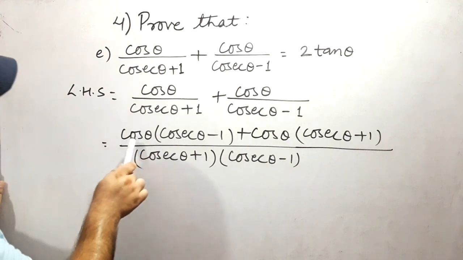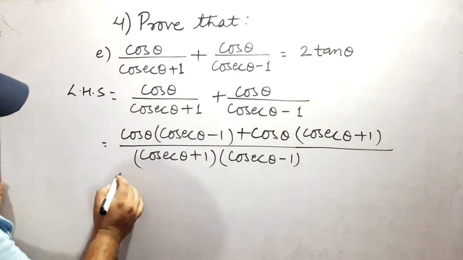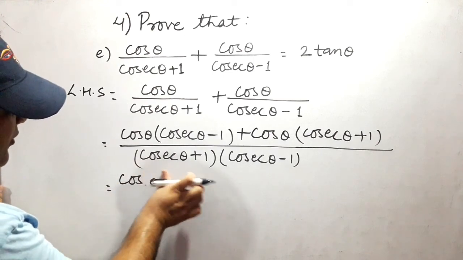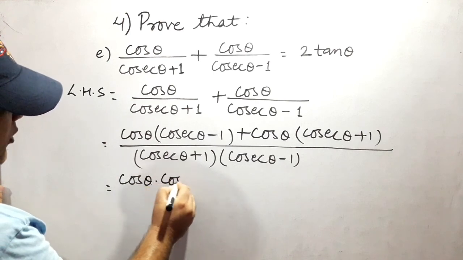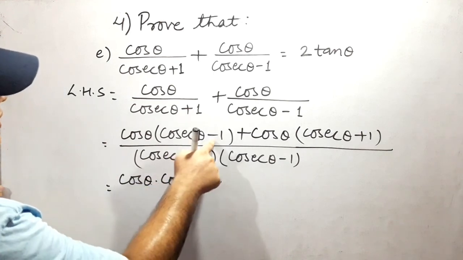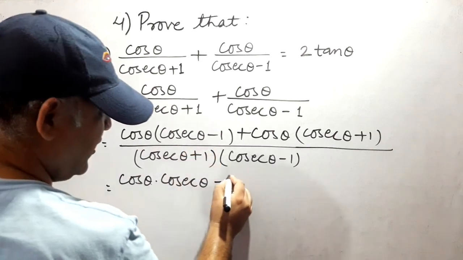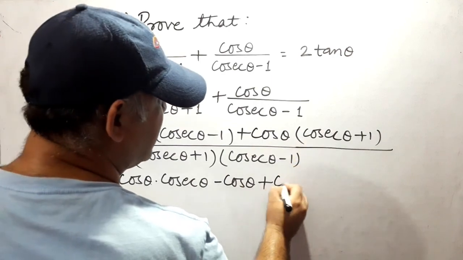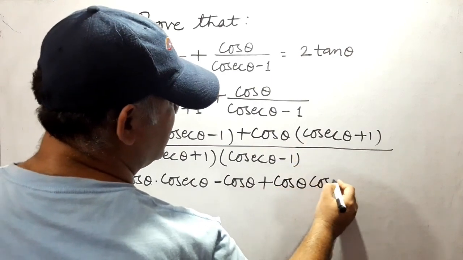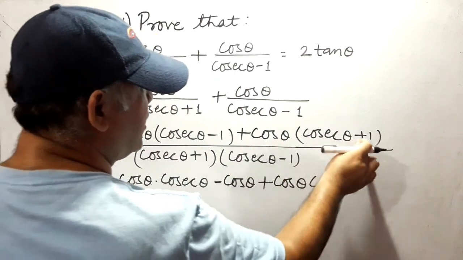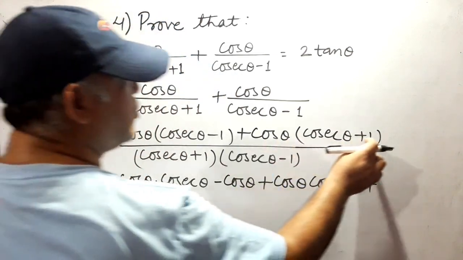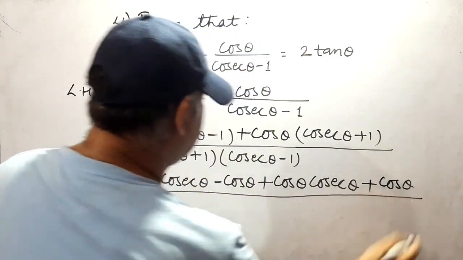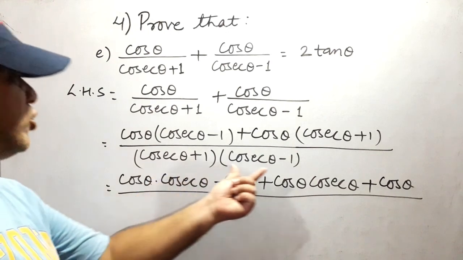Now let's multiply this cos theta with cosec theta minus 1. So cosec theta into cos theta into cosec theta minus cos theta into 1, cos theta, plus cos theta into cosec theta, cos theta cosec theta, plus cos theta into 1, cos theta, by cosec theta plus 1 into cosec theta minus 1.